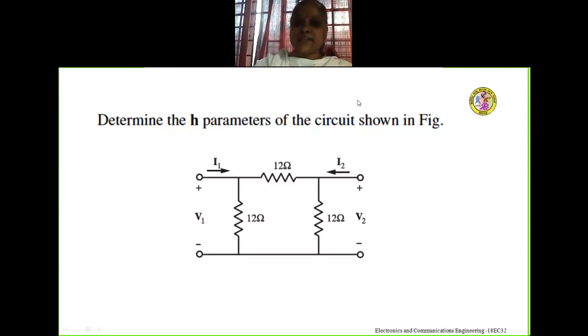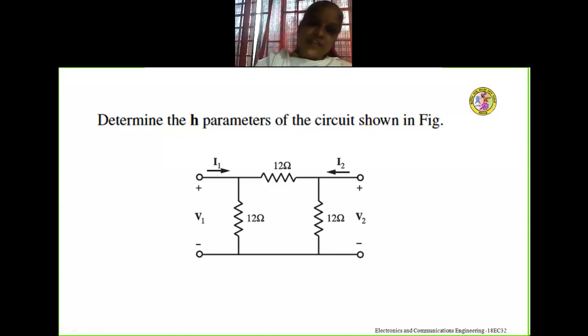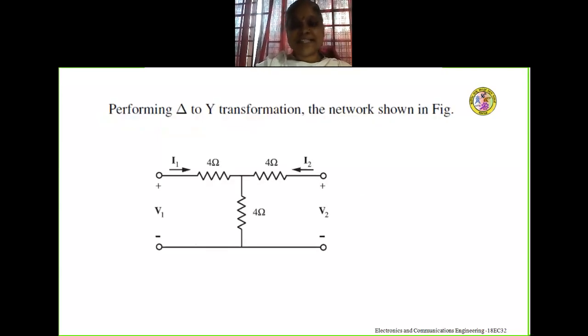So the next one is to determine the H parameters, nothing but hybrid parameters, of the network shown here. If you observe this network, this is a pi or a delta network. So one way is that we can directly find out the H parameters, or else I have converted this pi or delta network to a star network. We can see it in the next slide. See here, I have converted it to a star network.